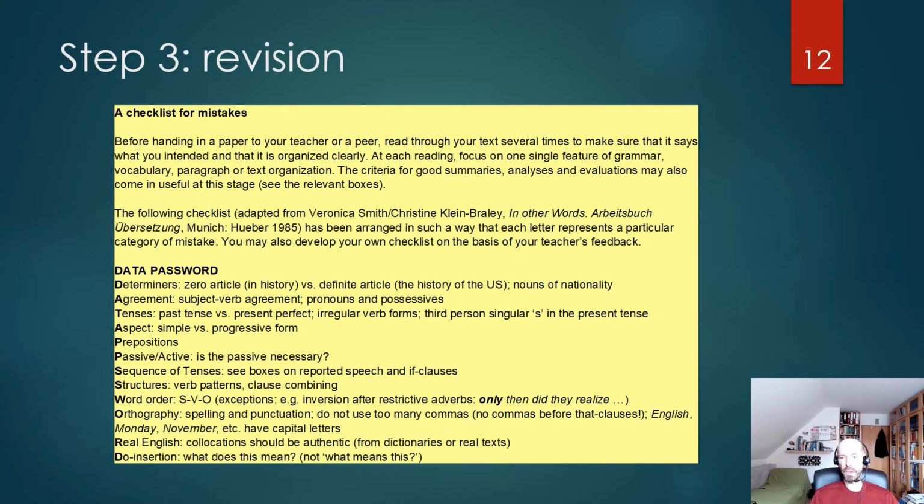It's always a good idea when revising your text to have a checklist for mistakes. The best thing to do is to read your text several times, and each time focus on just one or two perhaps features of grammar, vocabulary, paragraph, or text organization.